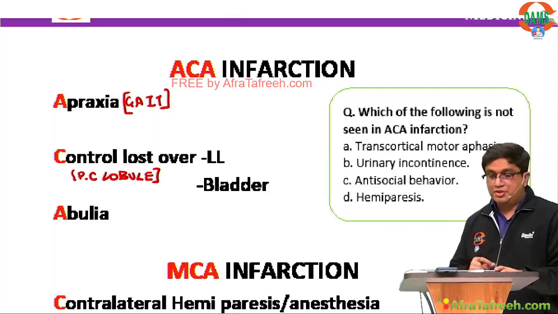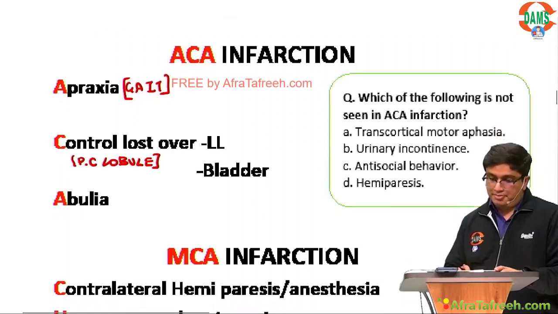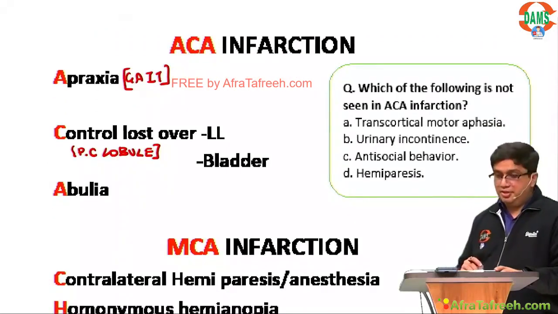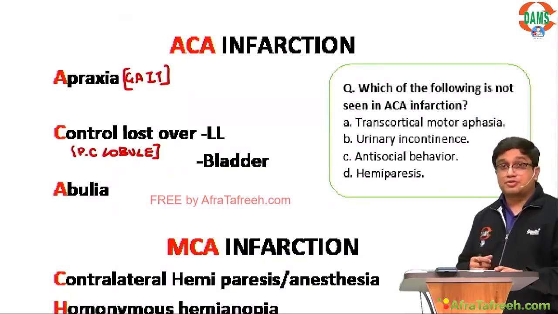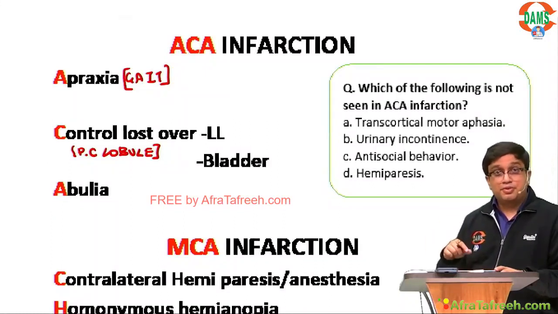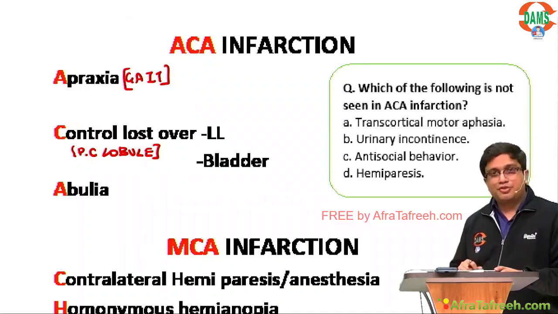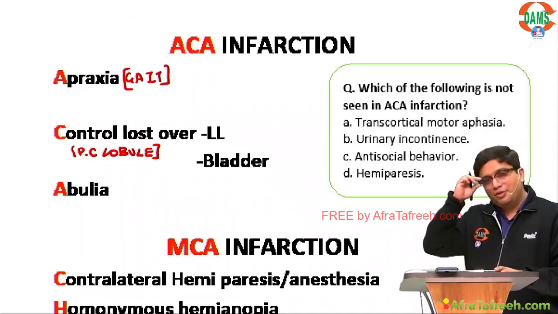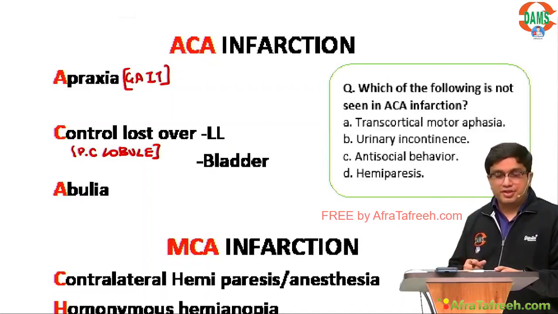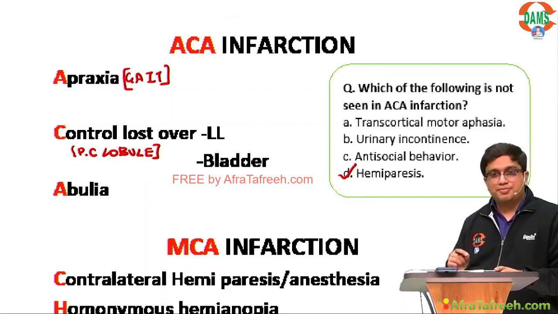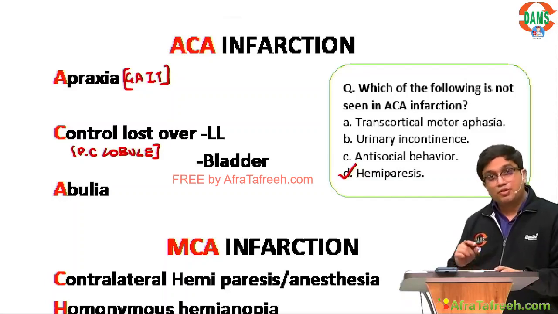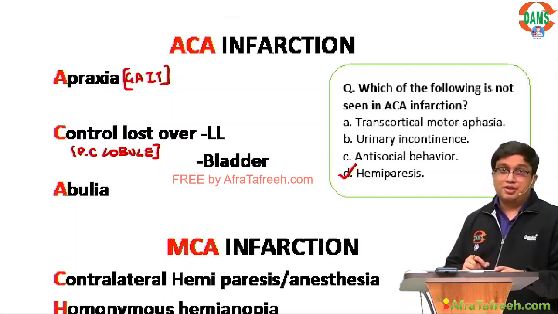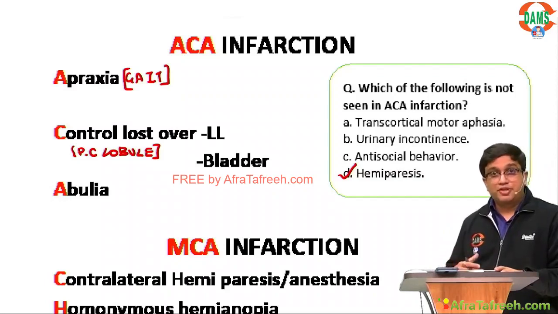Which of the following is not seen in an ACA infarction? Tell me. Urinary incontinence will be seen. Antisocial behavior is also seen because the prefrontal lobe 9, 10, 11 area is supplied by the ACA. Transcortical motor aphasia, which we will read in aphasia later on, is also seen over here. But one thing is not seen, hemiparesis. A patient with an ACA infarction will only have the lower limb weak, not the upper limb. And hemiparesis means upper limb and lower limb weakness both.